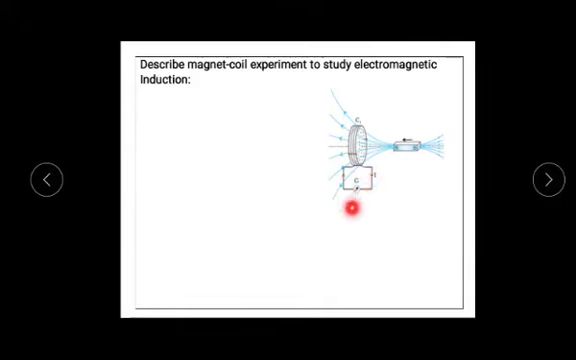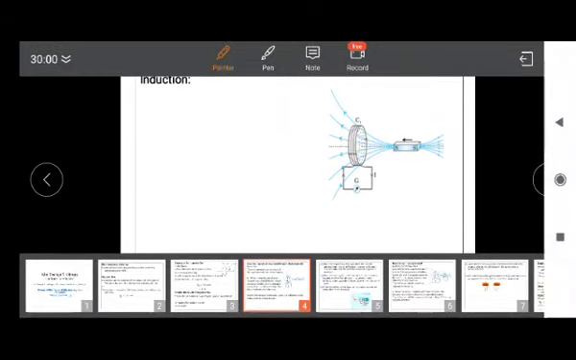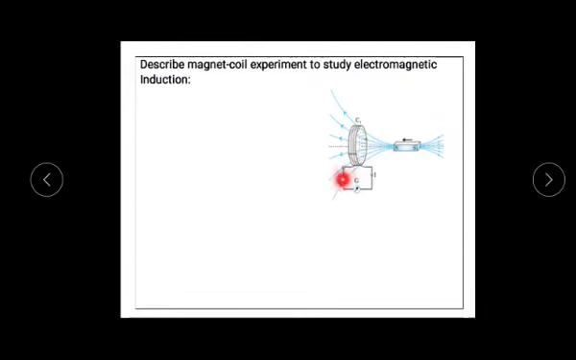Okay. It is showing some deflection, which means current is induced. Current is flowing in the coil. When the magnet is moved away from the coil, taken out of the coil, the galvanometer comes back to its initial position. The pointer of the galvanometer comes back to the initial position. This means the current reverses its direction.